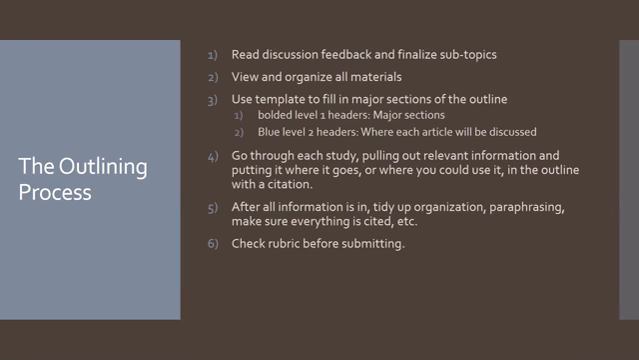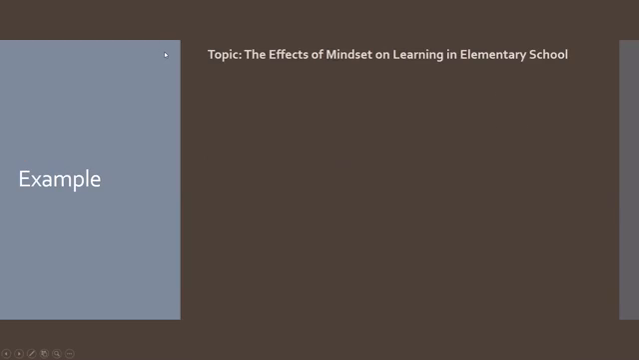I'm going to go through each of these steps one by one with an example paper and subtopics. The example I'm going to use for this video is a literature review on the effects of mindset on learning in elementary school. The way that children view their intelligence, whether it's fixed or flexible and can be increased, typically has a very big effect on learning. So my specific research topic looks at this effect specifically in elementary school children.